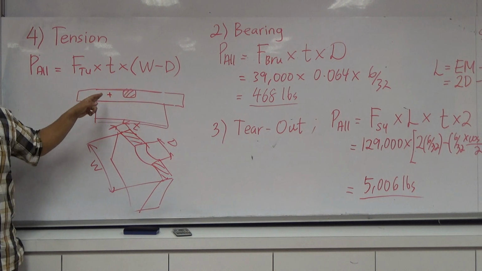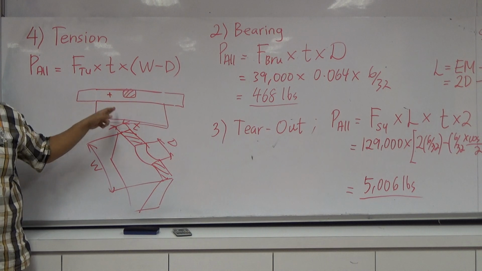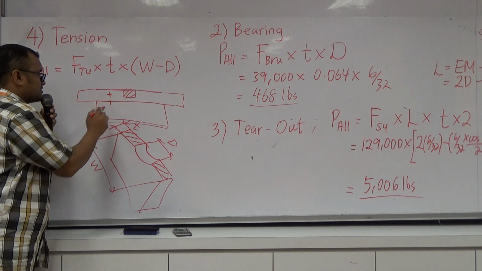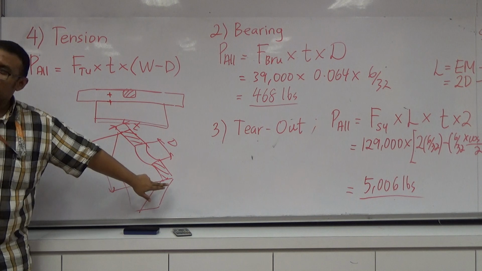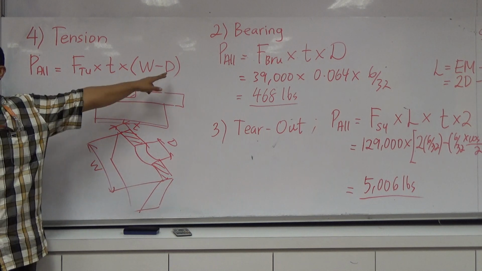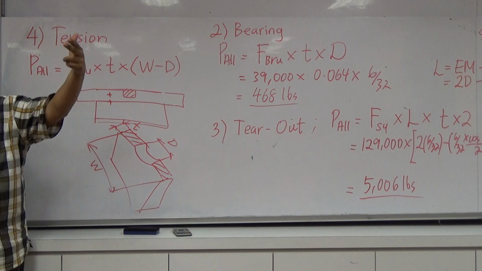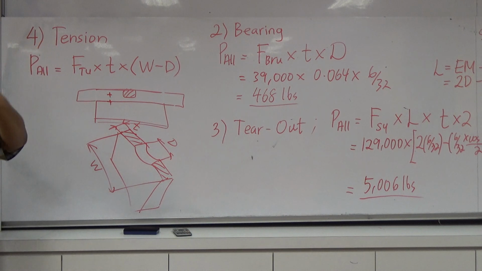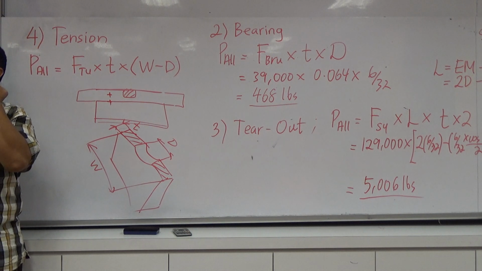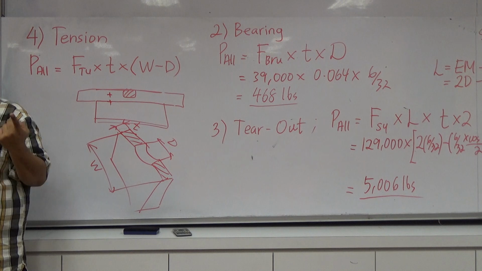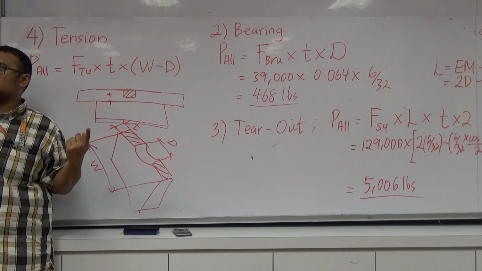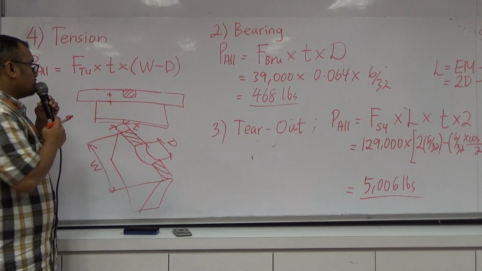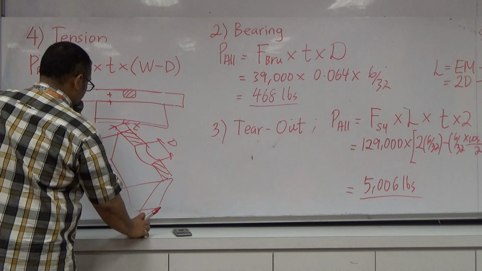But if you are planning to do two rows, so there will be 1, 2, 2D. Okay, so that's why we must think ahead. So I would suggest we do one row, because normally, for an extrusion part, it is advisable to do one row of rivets.